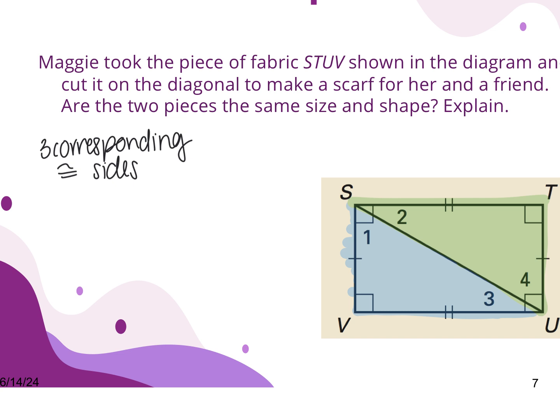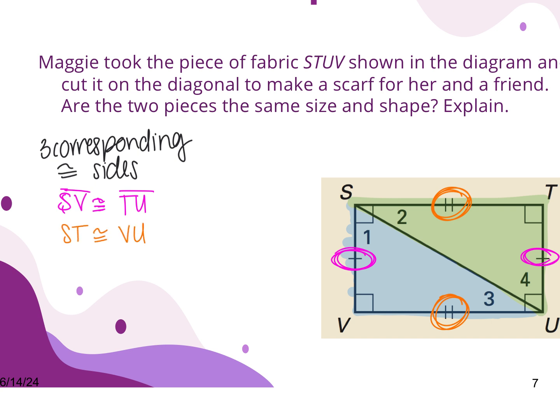Yeah. SV and TU, good. ST is congruent to TU. What's another one? Yeah. ST, or did I mess up on the other one? This one, yep. This one should have been not ST, SV. SV is congruent. Good, and this one you said ST and VU. ST is congruent to VU.